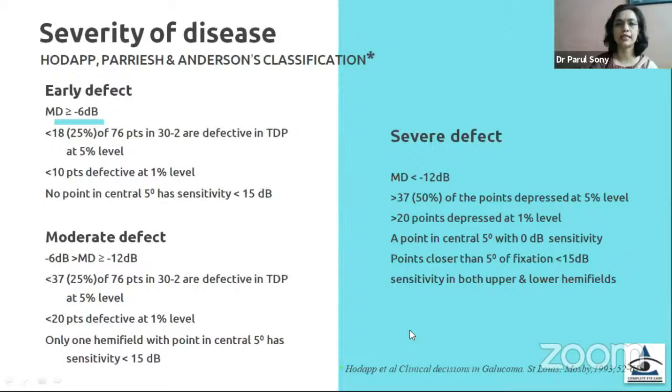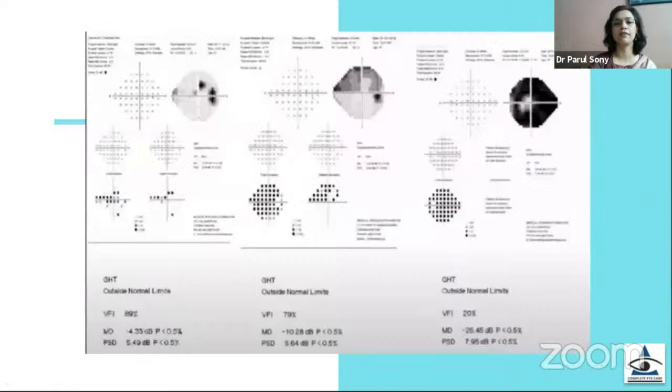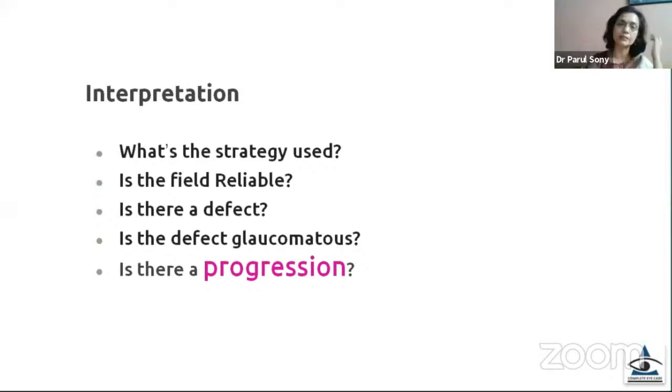Now, again, you can classify glaucoma based on the visual field defects into an early defect, in which the mean deviation is less than 6 decibels. You can have a moderate defect when the mean deviation is between 6 and 12 decibels. And if the mean deviation is more than 12 decibels, you have a severe defect. So this is how you can see on the visual field printouts, mild, moderate, and severe defects.